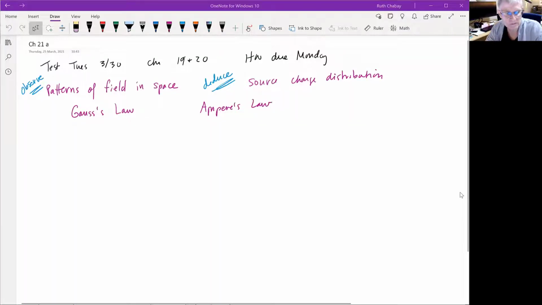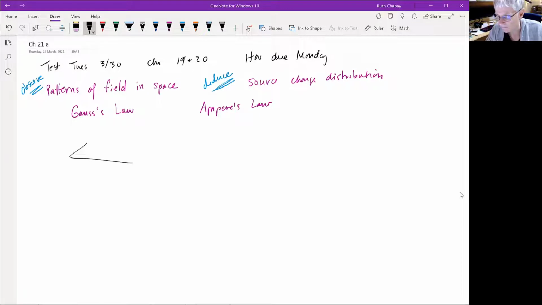So let's record this in our notes. We have our box here. And we have our unit vector normal to a piece of the surface that we're going to call n hat.